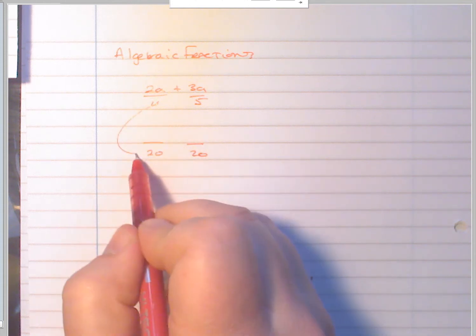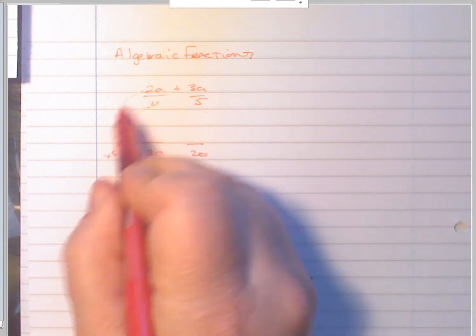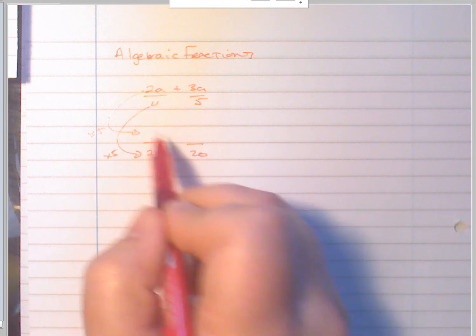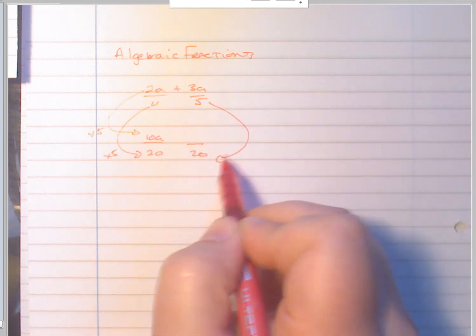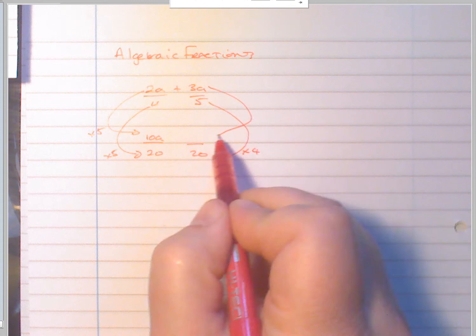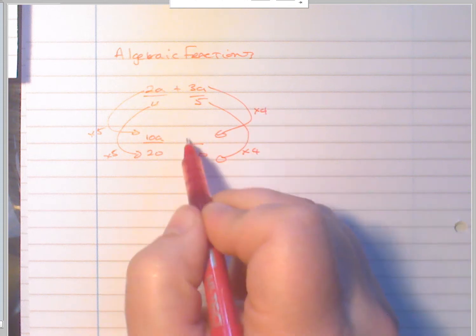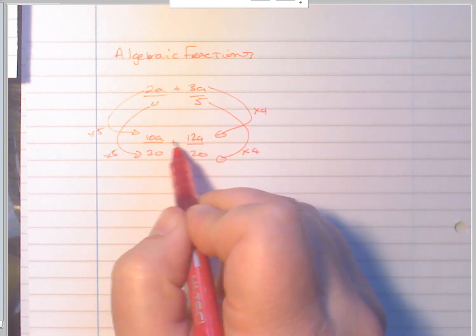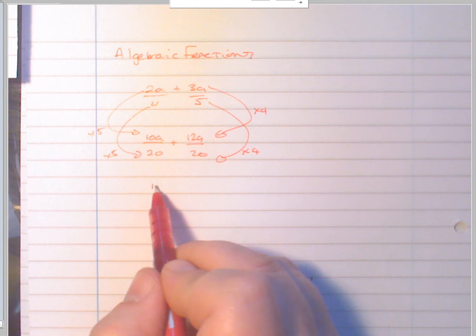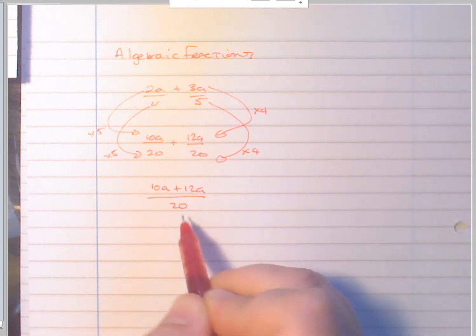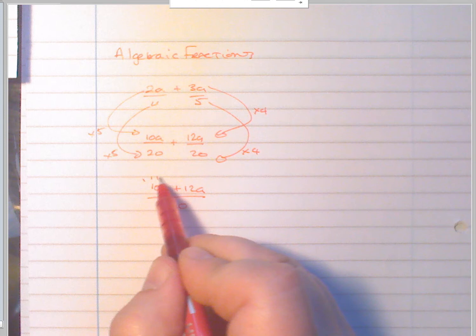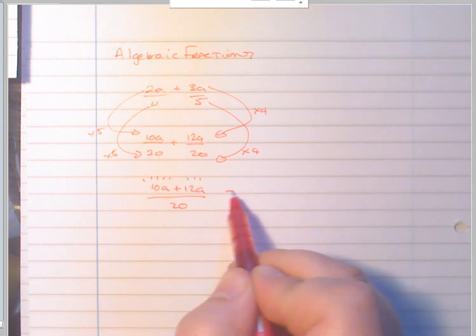If that got multiplied by 5, you need to do the same to this one, giving you 2 times 5 is 10. This is times by 4. This is times by 4 as well, so there needs to be 12a. And now we can write it as 10a plus 12a over 20. Now these things are like terms, so there's no problem bringing them together.